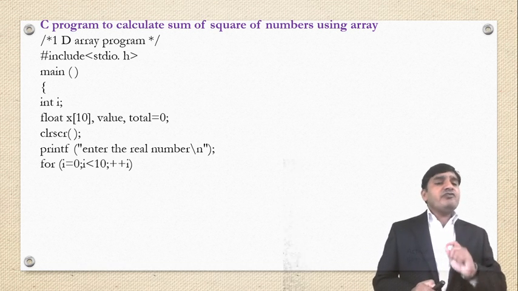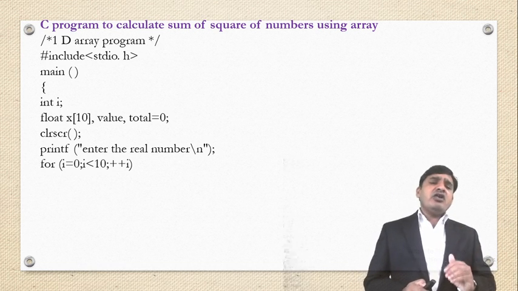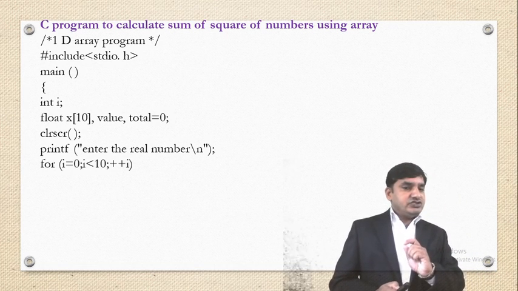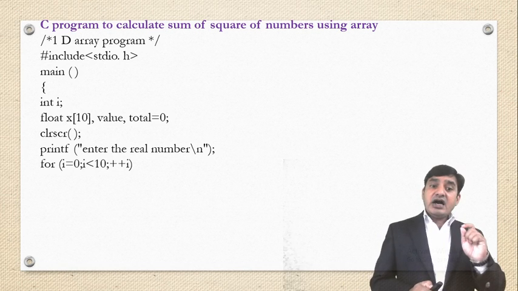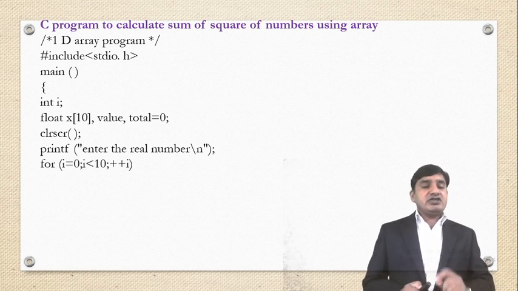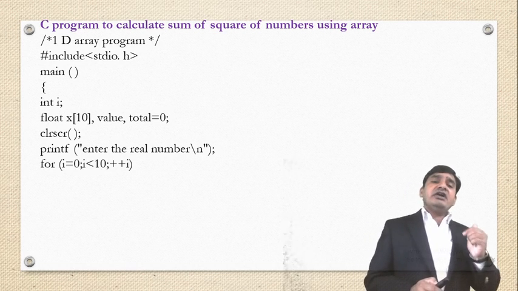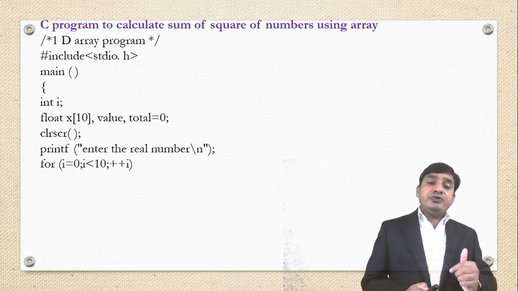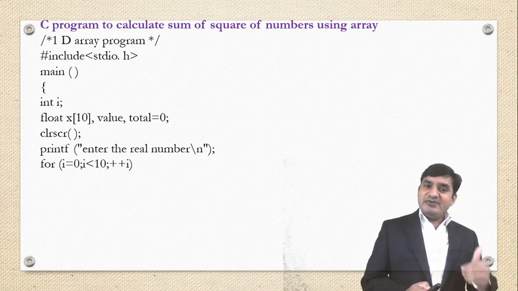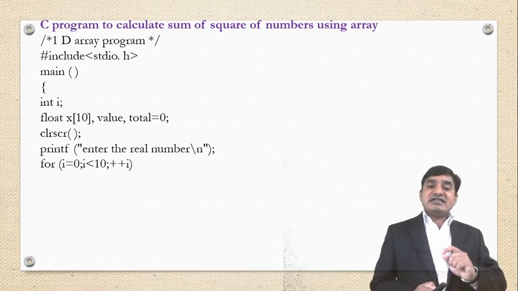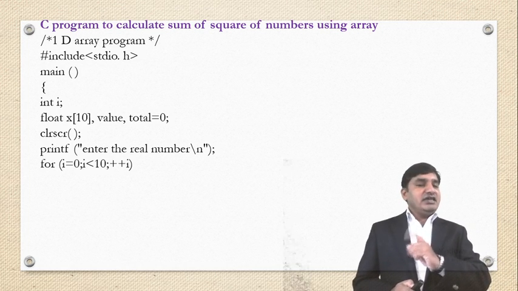Now we use a for loop, and in the for loop we initialize i is equal to 0. Initialization, i is an integer. Now we have to increment i up to 10 because the size of the array is 10. So i is less than 10 and i is incremented.